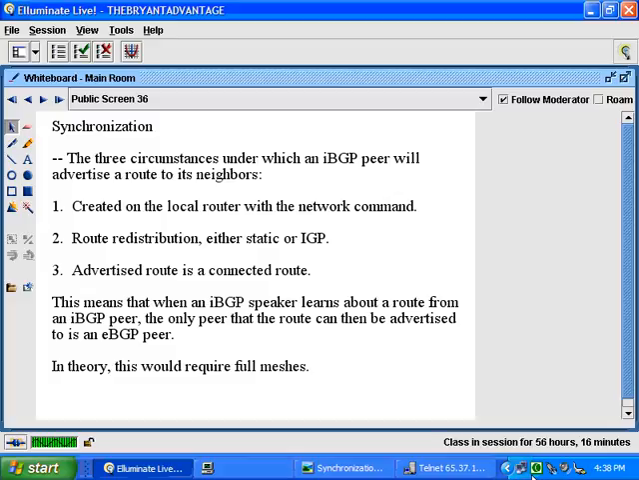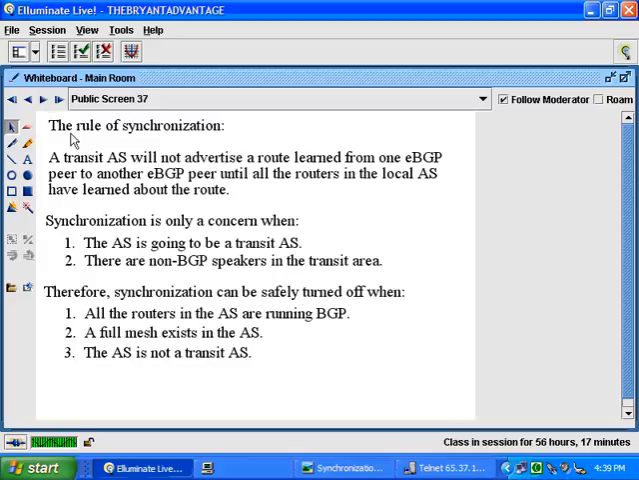Then again, maybe it would be. And we're going to discuss that in just a few minutes when we're done with the rule of synchronization. Let's take a look at what the official rule of synchronization is. We've beaten around the bush long enough.